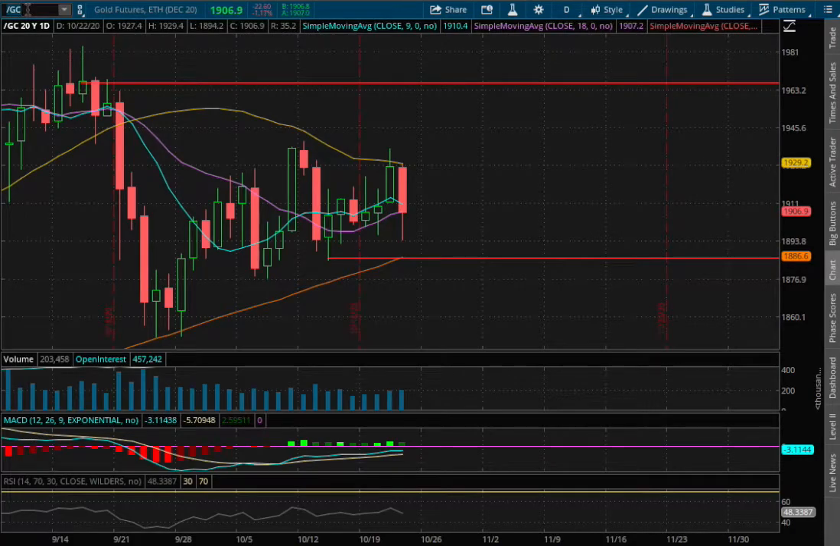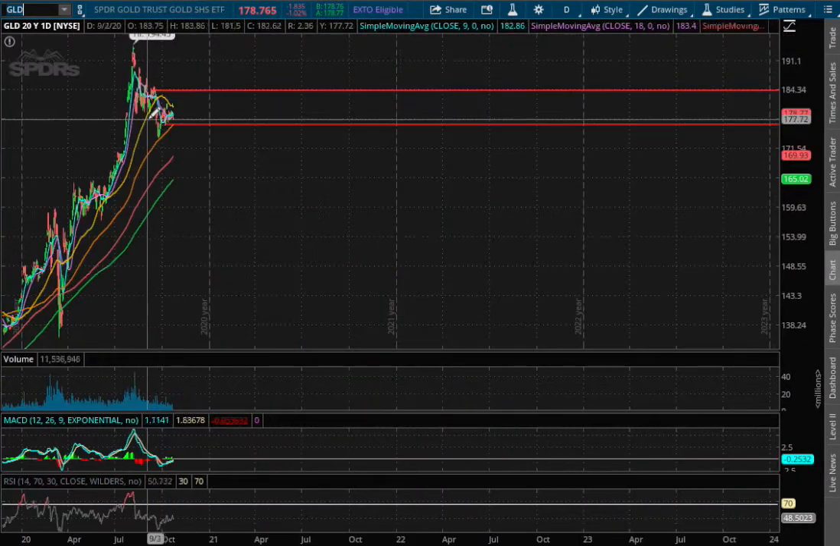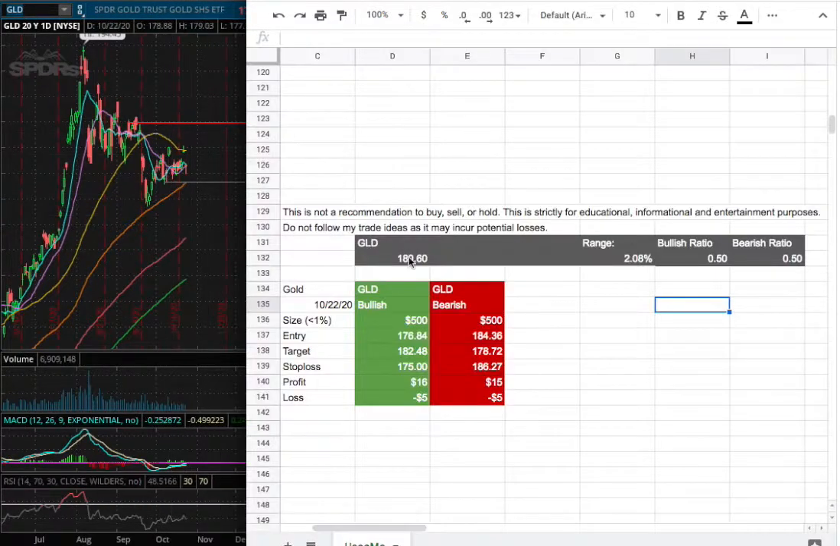So for the trade idea of the week, I'll be trading GLD. And as for my position size, that's less than 1% of my portfolio. My long entry will be at $176.84, which is this range right here, and that coincides with the 100-day moving average, this orange line.